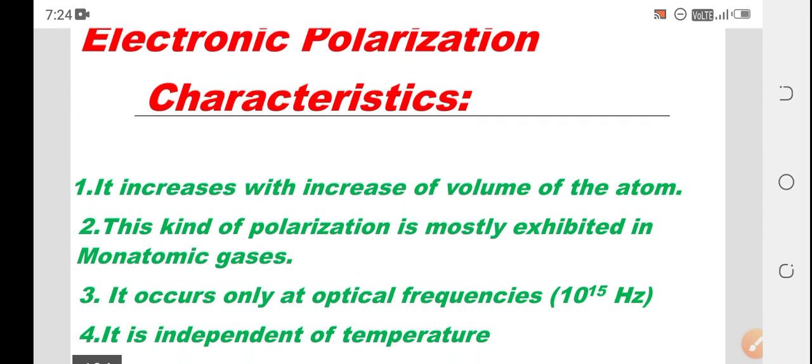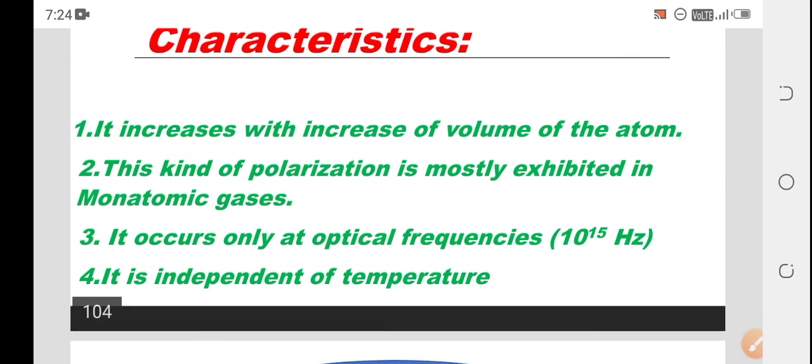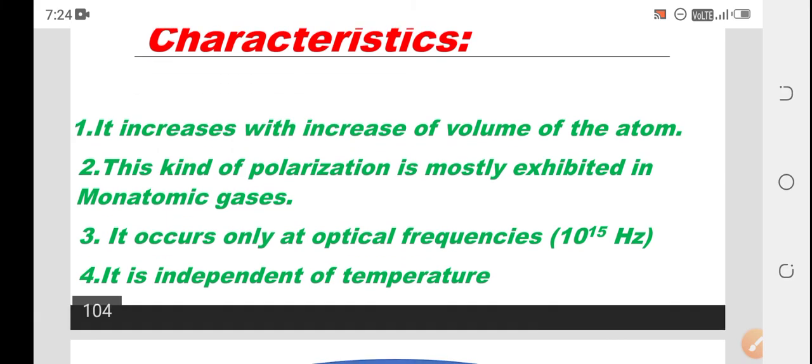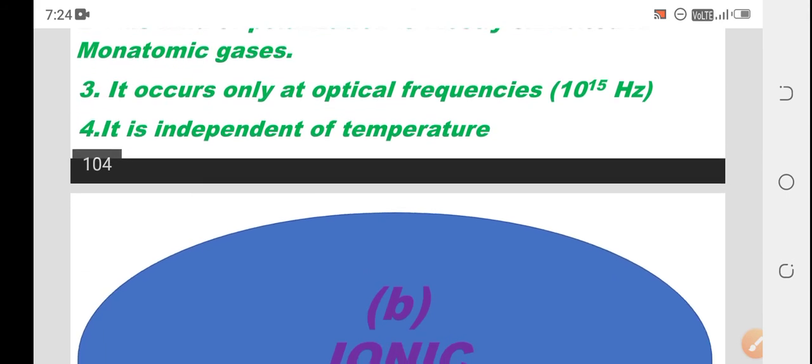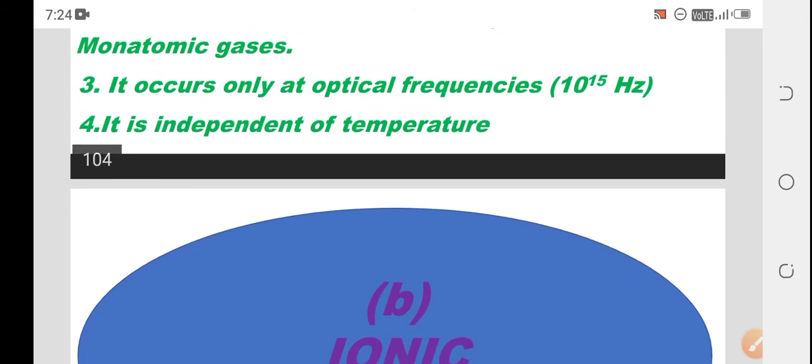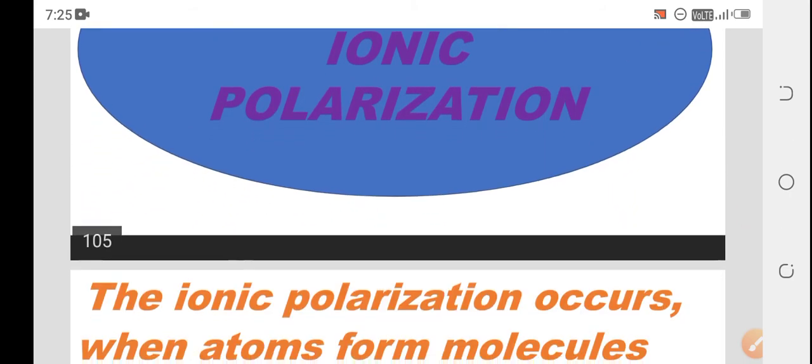Electronic polarizability characteristics: it encourages the increase of the volume of the atom. This kind of polarization is mostly exhibited in monatomic gases. It occurs only at optical frequency, that is 10 to the power of 15 Hz. It is independent of temperature. Coming to B, ionic polarization.